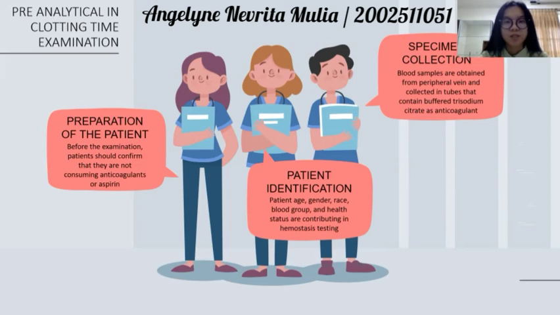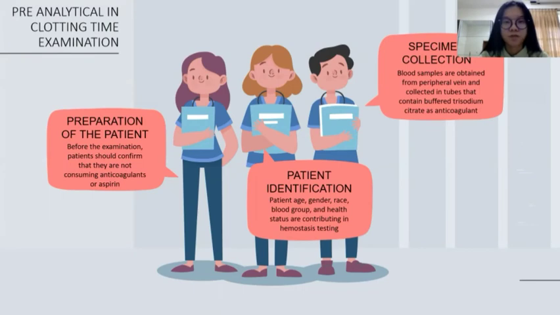Then the next step is specimen collection. The blood samples may be collected by the searing technique, and it is usually obtained from a peripheral vein and collected in glass or plastic tubes that contain buffered trisodium citrate as anticoagulant. Proper blood collection is also affected by properly trained personnel.